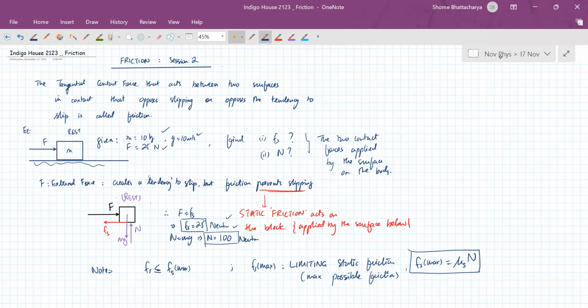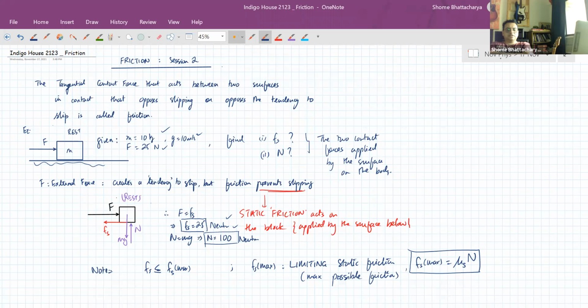So, what have you written in the box in the last line? That is the limiting value of static friction. That depends on two things: the normal contact force and what is called the coefficient of static friction, mu s. Here, N is the normal reaction between the two surfaces in contact. In this case, it is equal to the weight, which is 100 newtons.